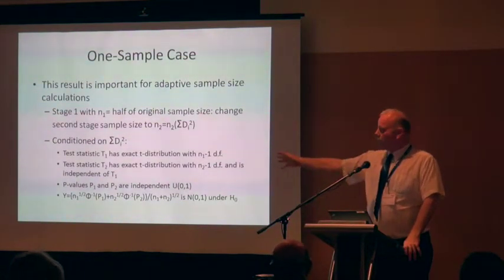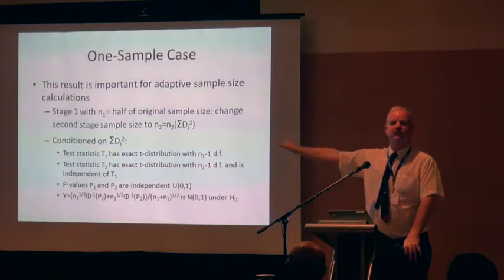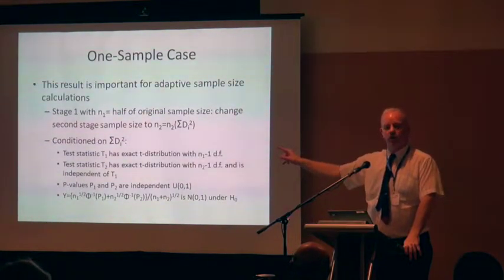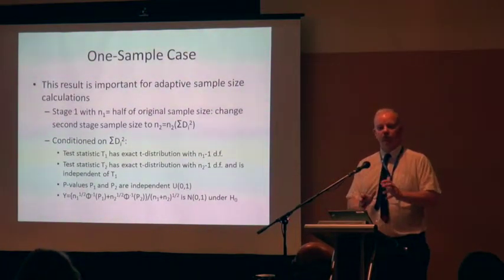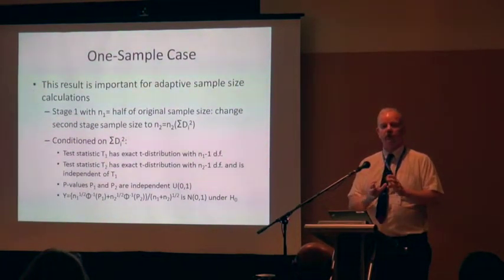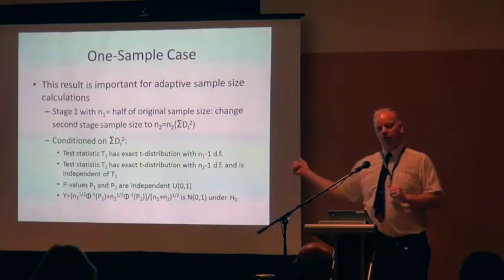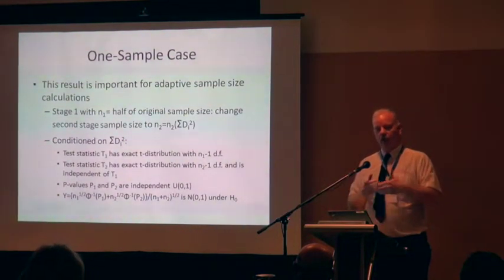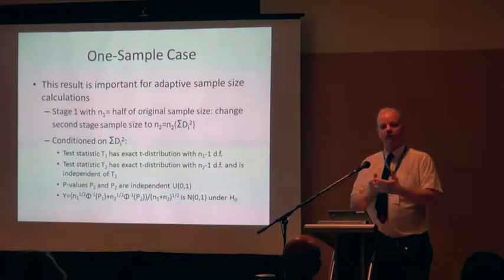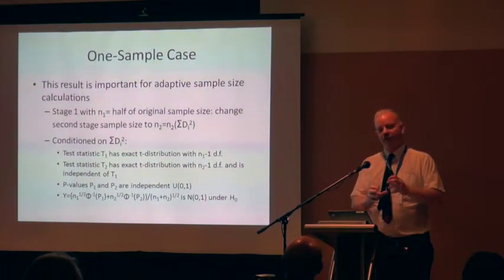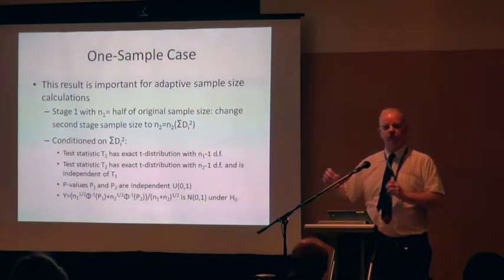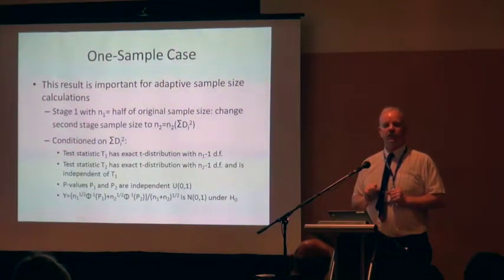Well, no, we're testing delta. That sigma squared was just an argument for showing why this is a valid procedure. We're still testing whether delta equals 0. That's our interest. That argument involving sigma squared was just to show why this is a valid procedure, in terms of that being independent of this first stage t statistic.